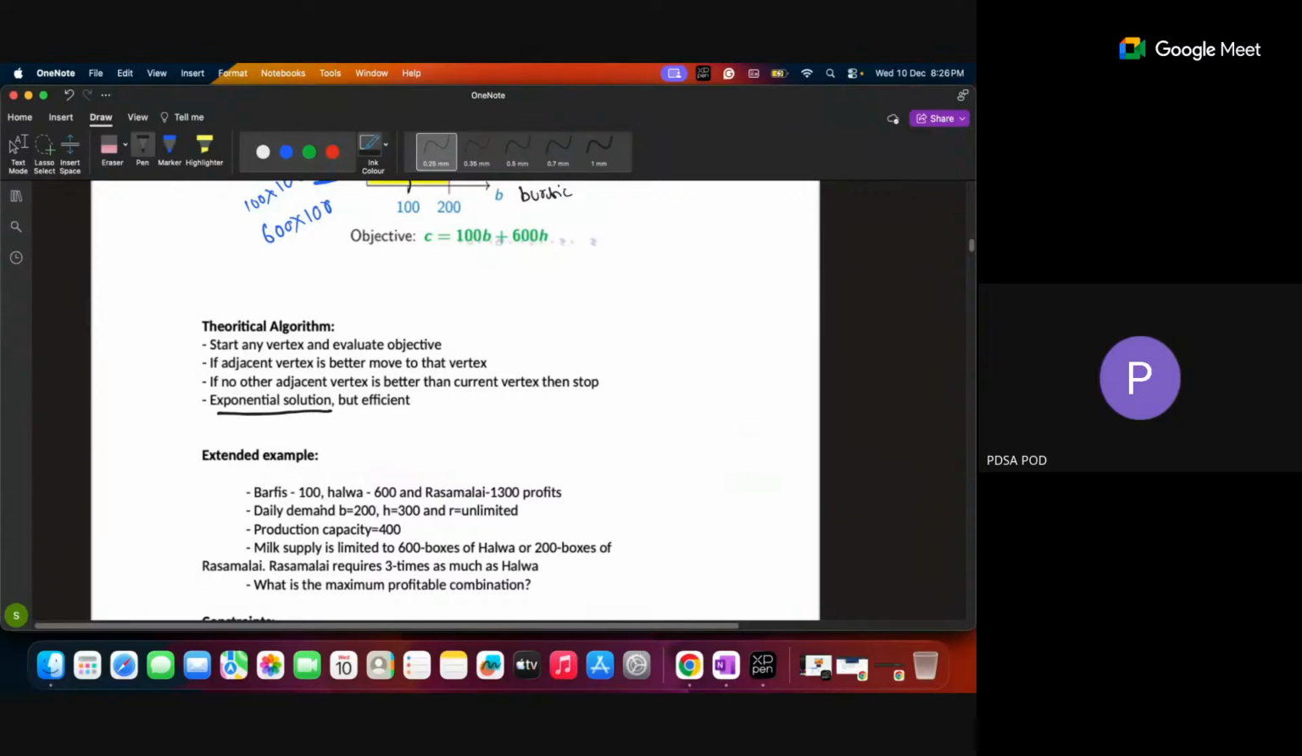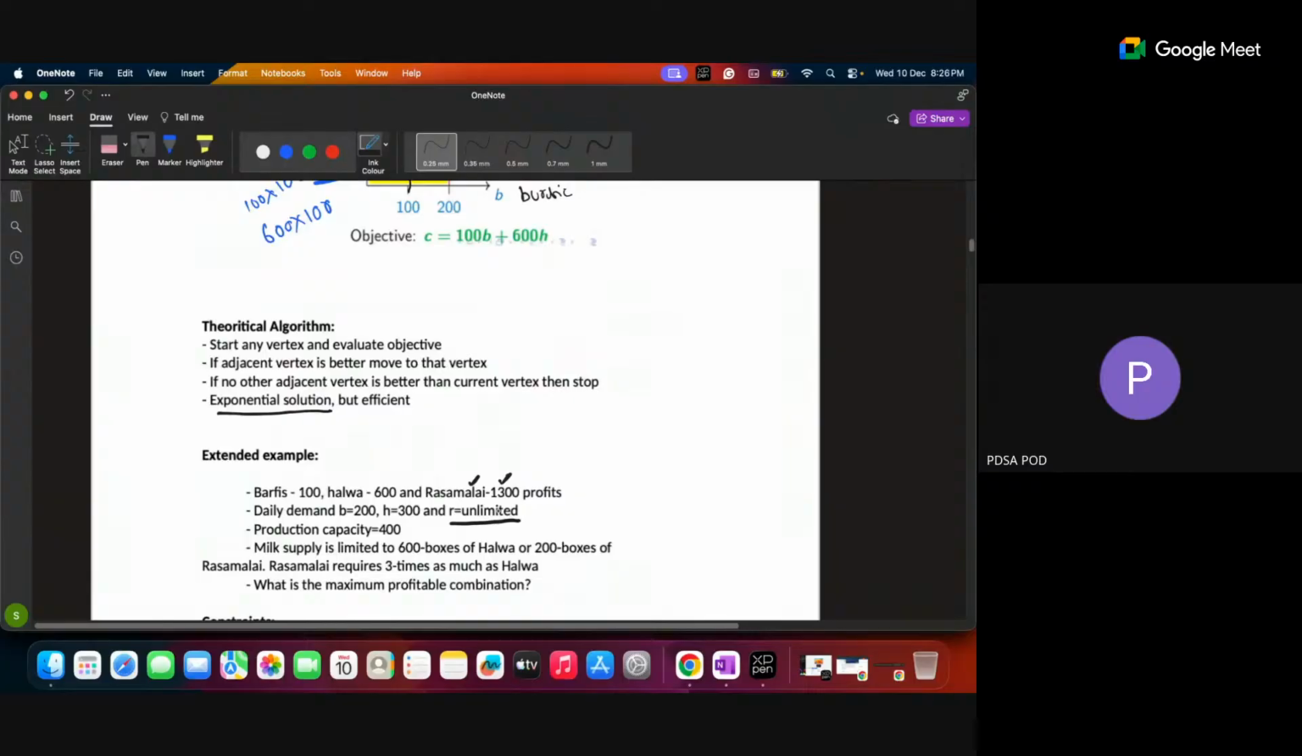Yes. Now, the example is somewhat extended. It's the same sweet shop only, extended with some more extension. What they did is, another product has been added, rasmalai. This product was added along with its daily demand. The daily demand for rasmalai is unlimited, and 1300 rupees is the profit.